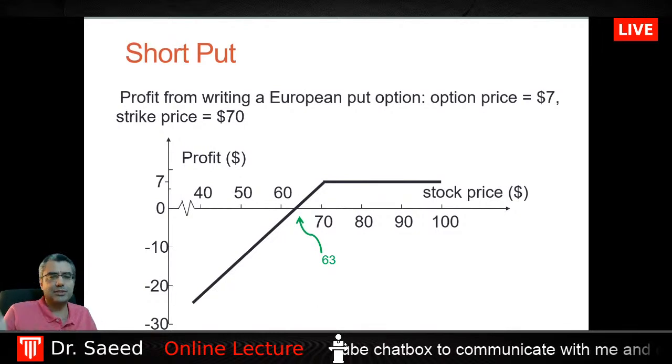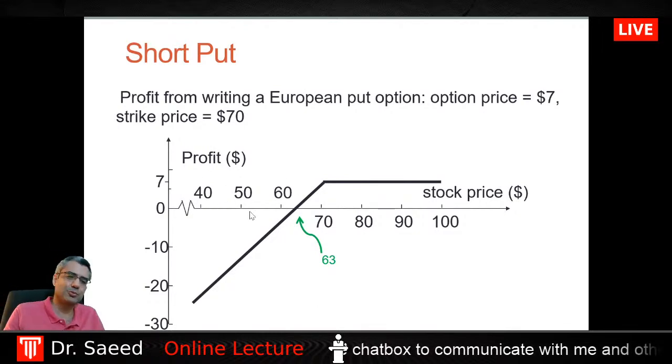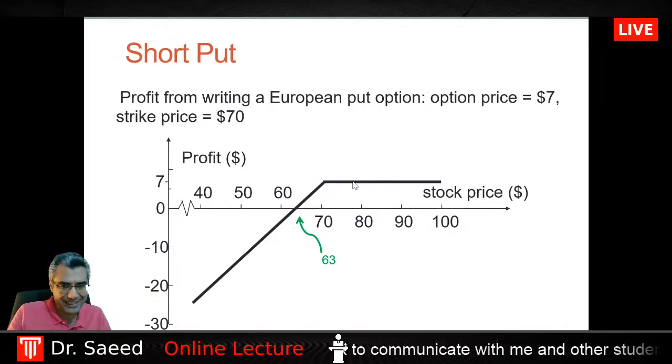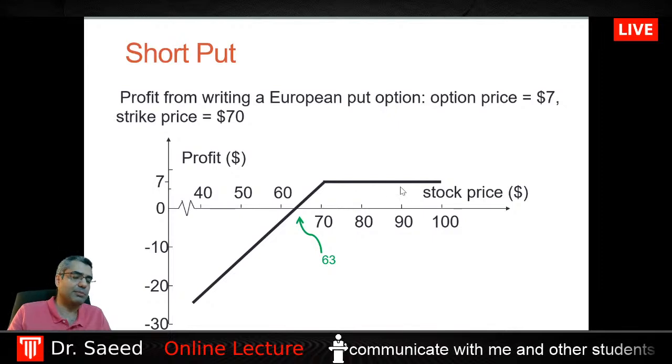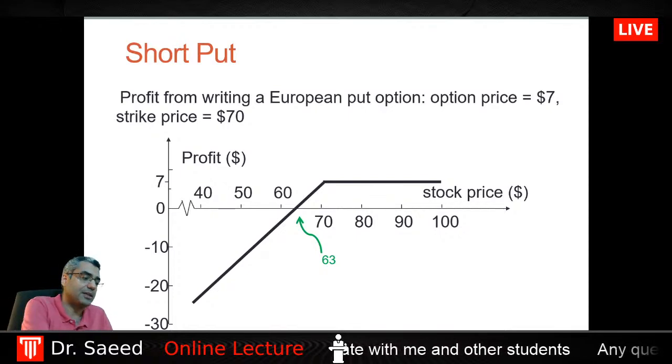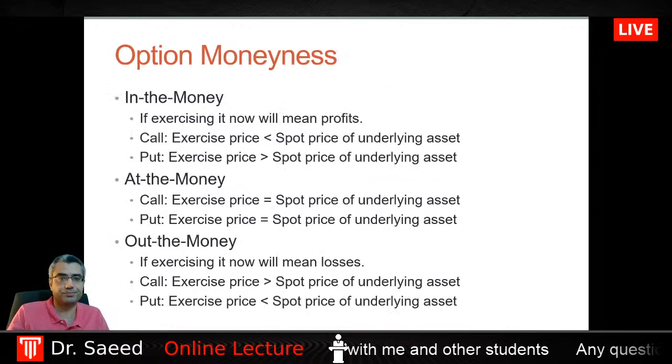And the short put is the other side, so it's from the seller's perspective. The break-even point is 70 minus 7, and your profit as the seller will be limited to the premium that you receive. And this is your loss if the price goes down. Of course, the buyer of the contract will exercise it, and then this is a loss for you.